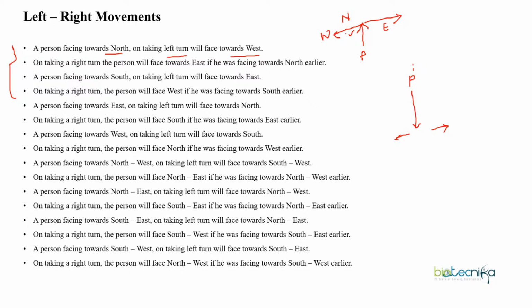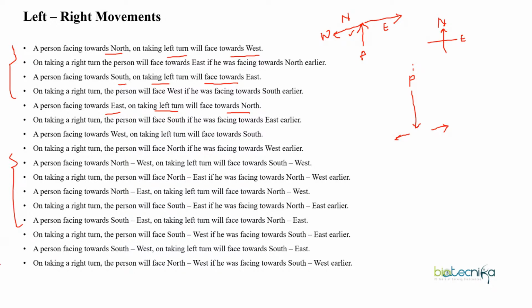Okay, now if a person faces south on taking the left turn, he will face towards east. Similarly, if a person facing towards east takes a left turn, he will face towards north. Suppose the person is standing towards east and wants to take a left turn, then he will be facing towards north. So this is the left turn for the particular person who is on east. Okay, so these are some pointers which will help you find out the left and right direction.